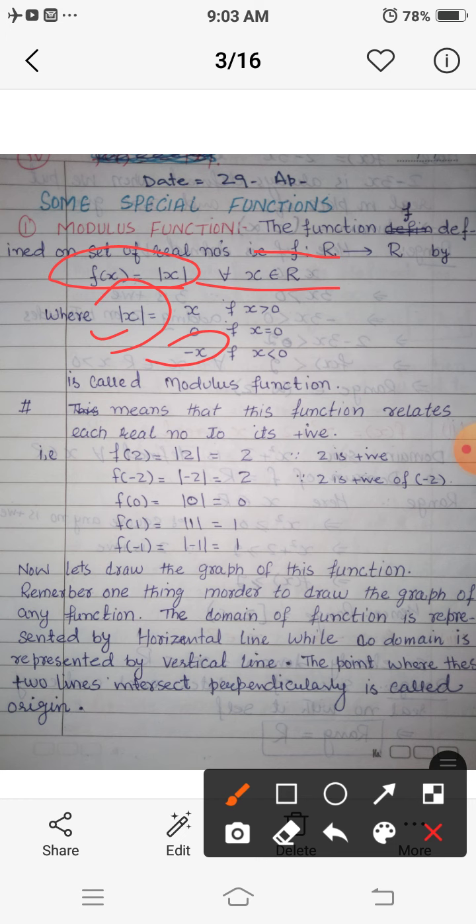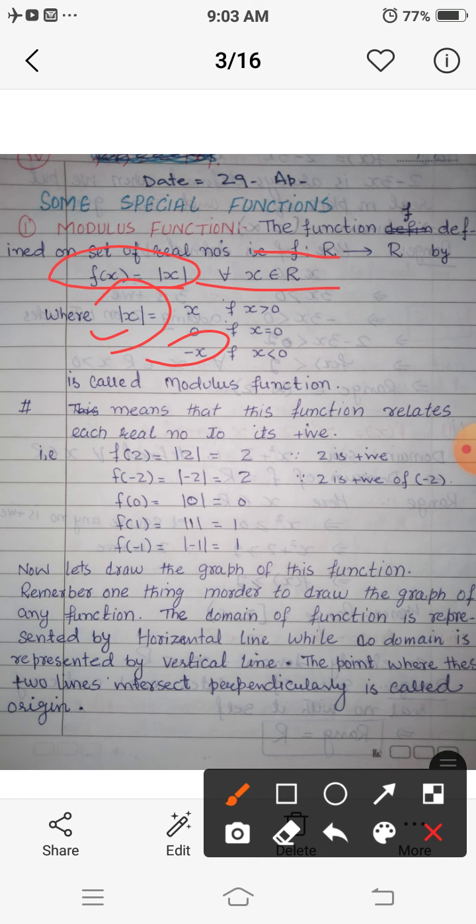Now this is called the modulus function. This means that this function relates every number to its positive. If it is positive, then it maps the number to itself. If it is negative, then it maps that negative number to its positive number. Like 5 goes to 5, minus 5 goes to plus 5.